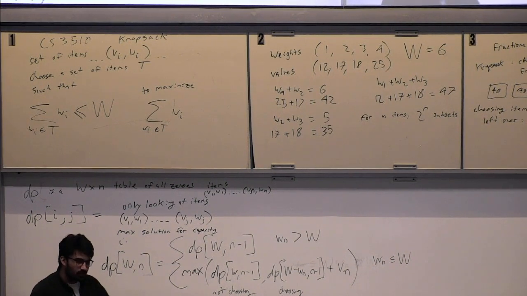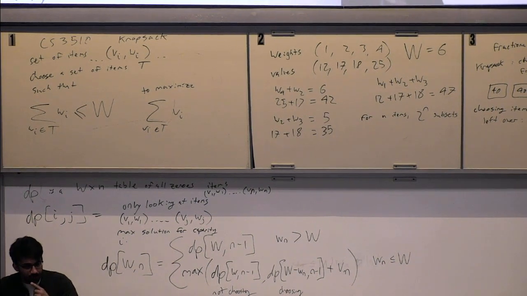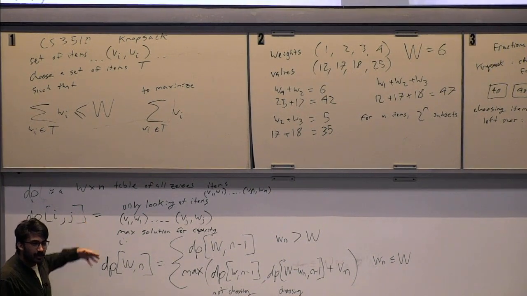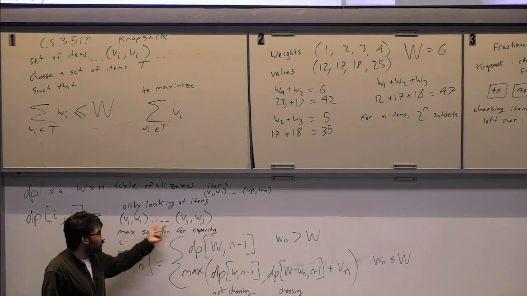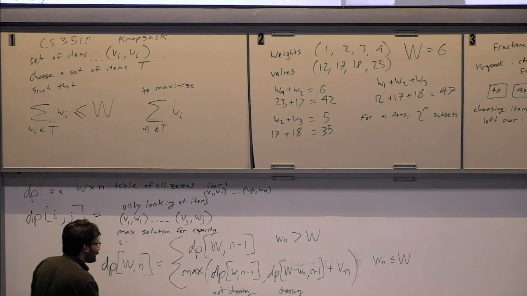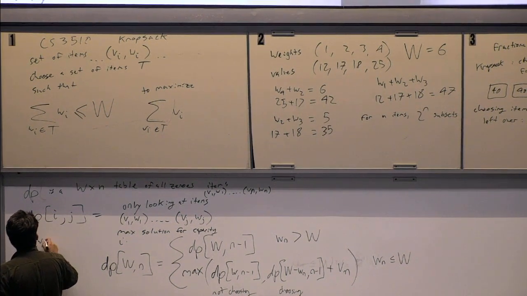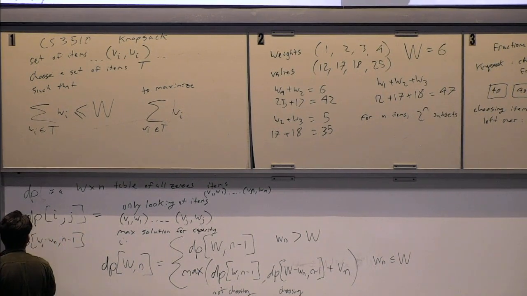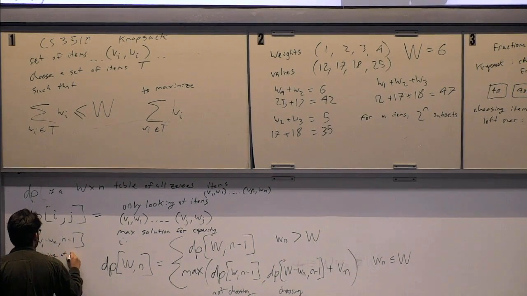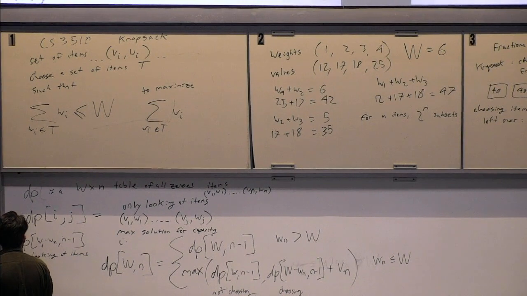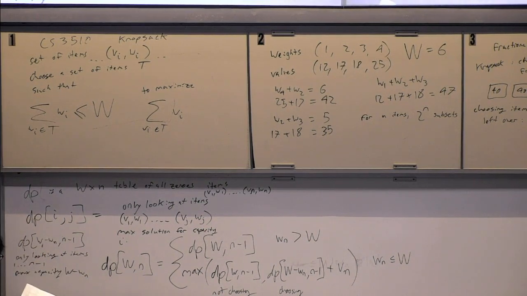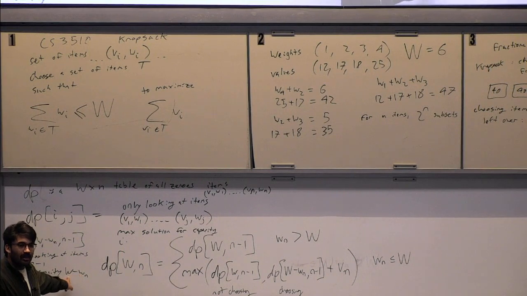Because W minus Wn is somewhere previous in the table, which will be recurrent on values also previous in the table. This is why it's important to define a subproblem semantically. Assign meaning to something. DP of i, j means only looking at items 1 through j for a max solution for capacity i. So what is the meaning of DP of W minus Wn, n minus 1? That means only looking at items 1 to n minus 1, max capacity W minus Wn. So you have capacity left over W minus Wn. Let's say W was 30 and Wn was 4. You have leftover capacity of 26.